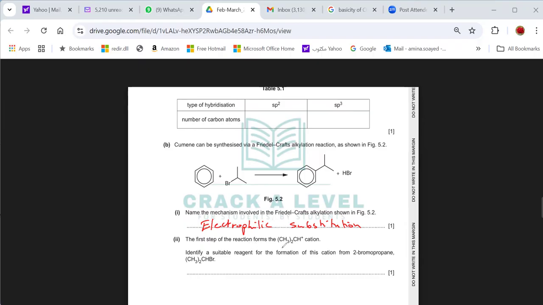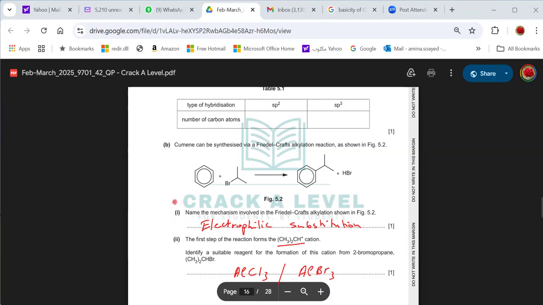The first step of the reaction forms the CH3CH2CH positive cation. Identify a suitable reagent for the formation of this cation from 2-bromopropane. So it's the catalyst, aluminium chloride, or we can say aluminium bromide. So this is the catalyst used. Or we can use iron bromide.